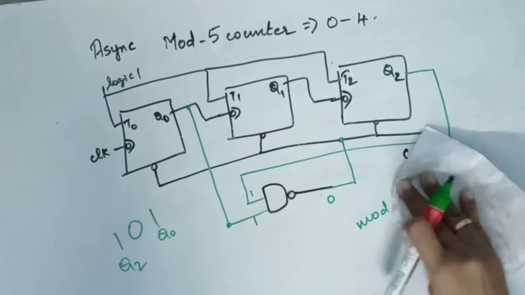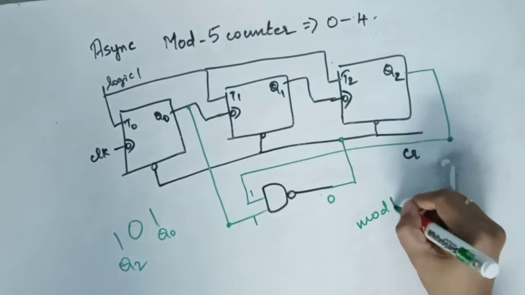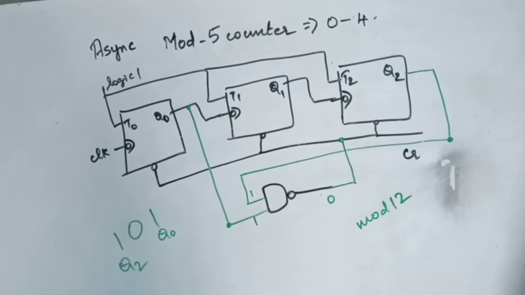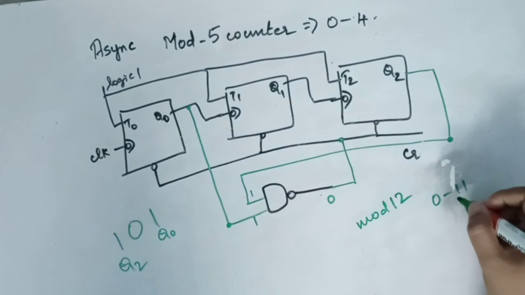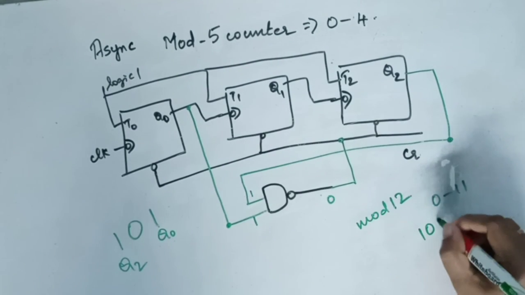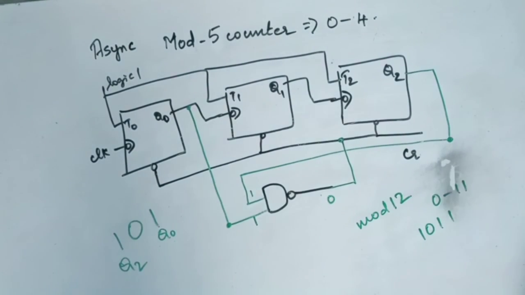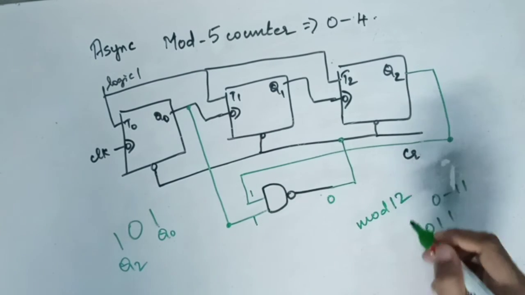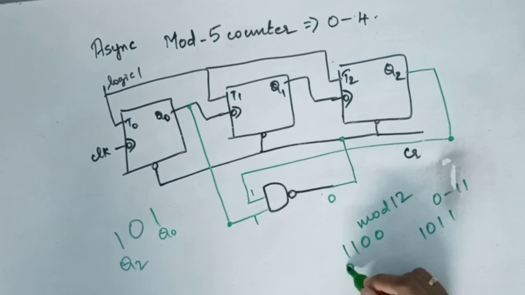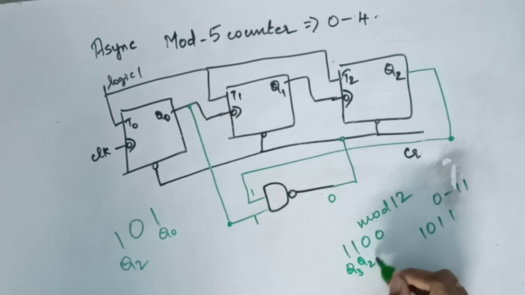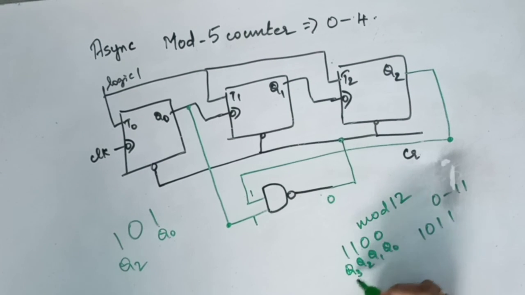Suppose it's a mode 12 count. Mode 12 counter means 0 to 11 it should count. 11 means 1011. So 4 flip-flops you need. 12 it should not count. 1100. So Q3, Q2, Q1, Q0. Q3 and Q2 give to the NAND gate.